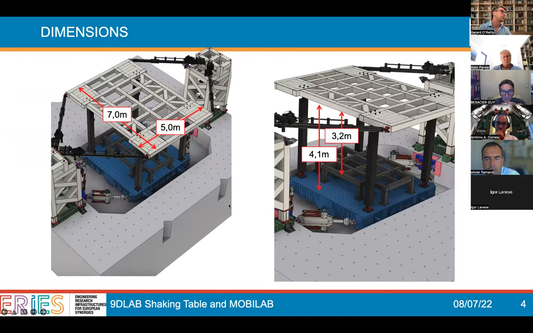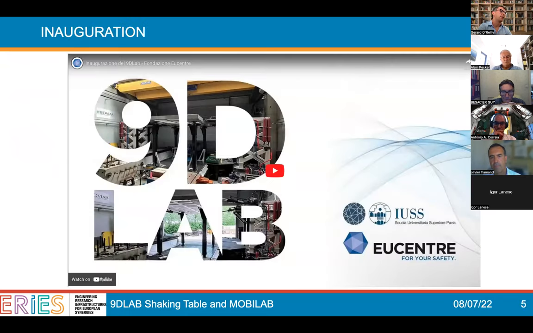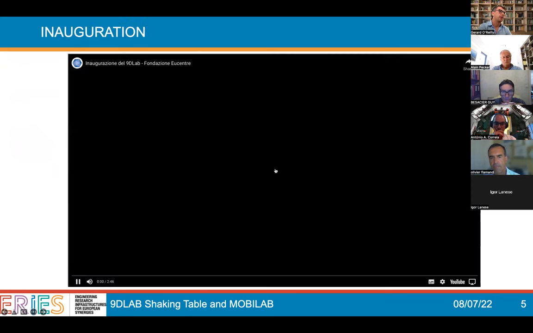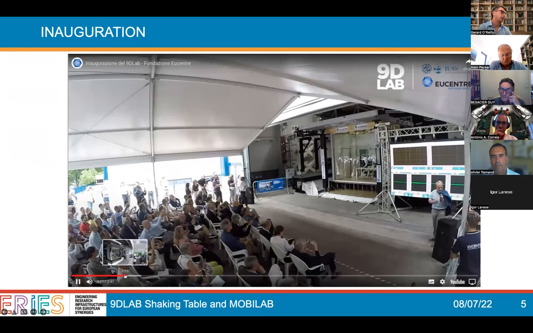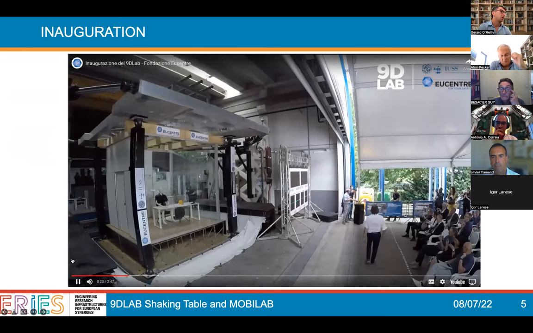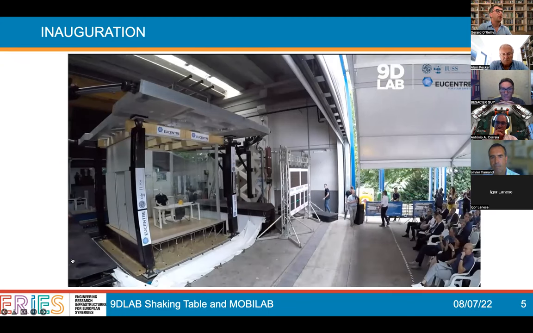So again, this is just some of the dimensions, just to make a note of this, in terms of the upper and the lower grids and the interstory height that we have available. And this should be, if I'm not mistaken, the inauguration of this actual table. So during the kickoff meeting of the ERIES project, we had the actual inauguration of this 9D lab. So we set up a relatively simple experiment and testing.